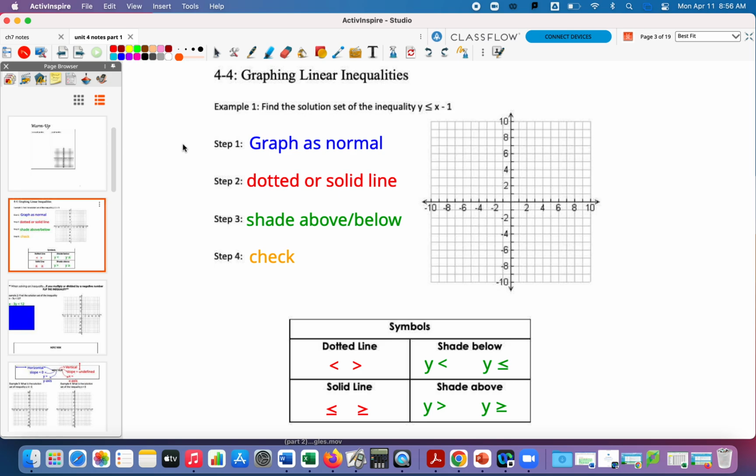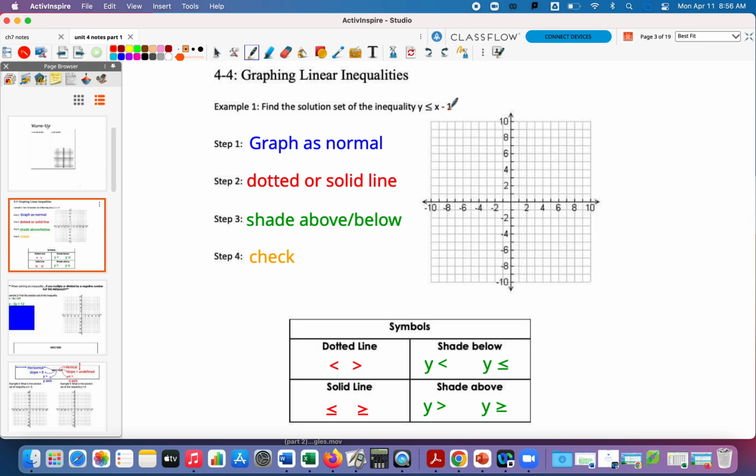In this section, we're going to learn about graphing linear inequalities. So here's kind of the steps that I would look for. Essentially, you want to just graph as normal. Treat this like an equal sign. There are times you need to solve and get y by itself, but in this case, y is already by itself. So we're just going to graph it as normal.